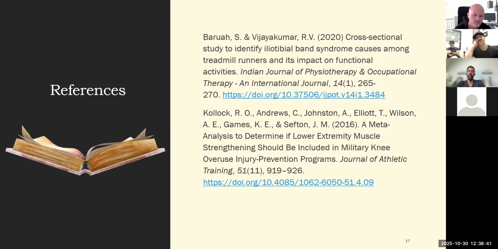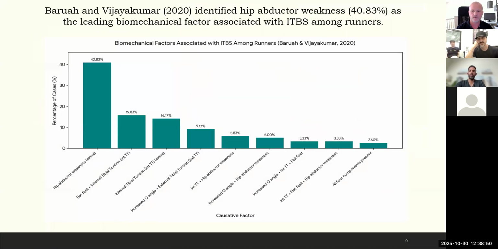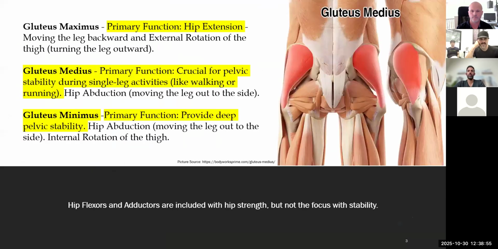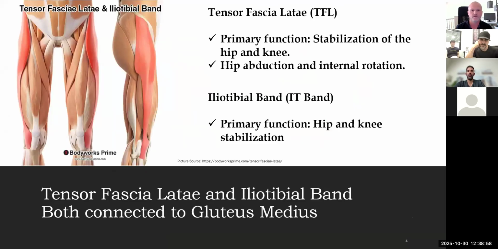The TFL's main function is abduction. Does it drive external rotation of the hip as well? I know it's a primary abductor, but does it have any internal rotation? The interesting part is that it is connected to the glute medius and the IT band, because they all work together. That's where it all has issues with IT band or iliotibial band syndrome.